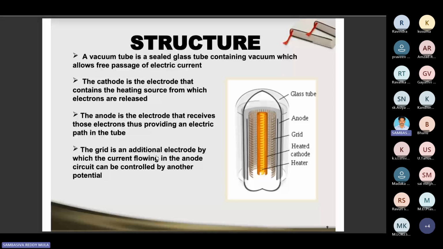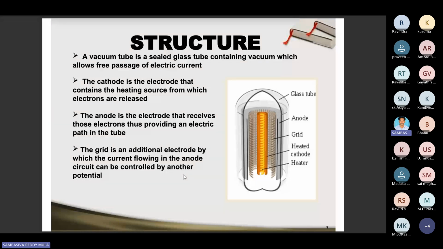So the grid is an additional electrode by which the current flowing in the anode circuit can be controlled by another potential. So all the electrons which are coming will not cause the current flow. Based on the grid, it will absorb some of the electrons and some electrons will be attracted by the anode. So the current is also controlled based on the grid.